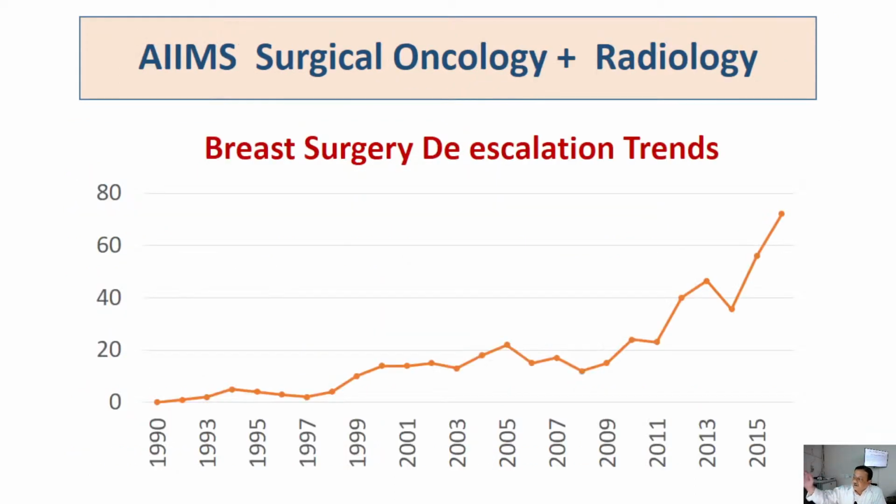I think we have the data up to 2015. The de-escalation and conservation surgeries, if you see, when I started my residency way back in 90, it used to be 5-10%. Currently, we are touching almost 60-70%. This is for early breast cancers, not for the entire group.